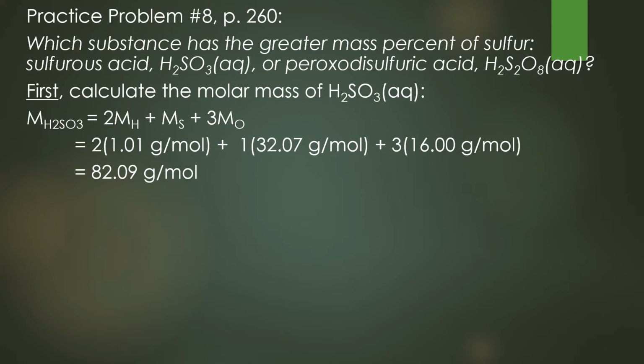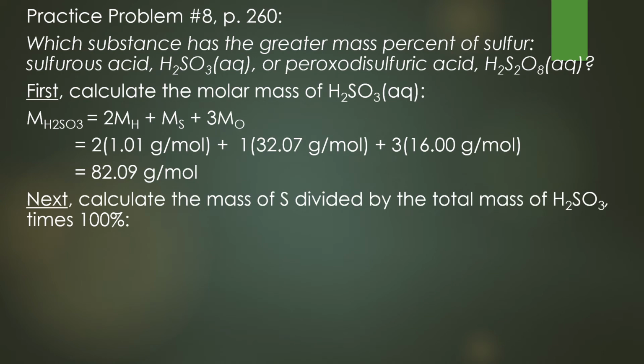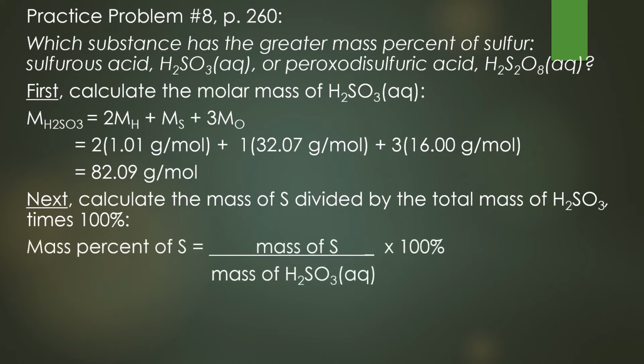Once you have that, then you go ahead and calculate the mass of sulfur, because this is what we're looking at, the mass percent of sulfur divided by the total mass. And there is only 1 mole of sulfur, so it's 32.07 grams divided by the total mass of 82.09 grams times 100%. So in H2SO3, the sulfur makes up 39.07% of the total mass.